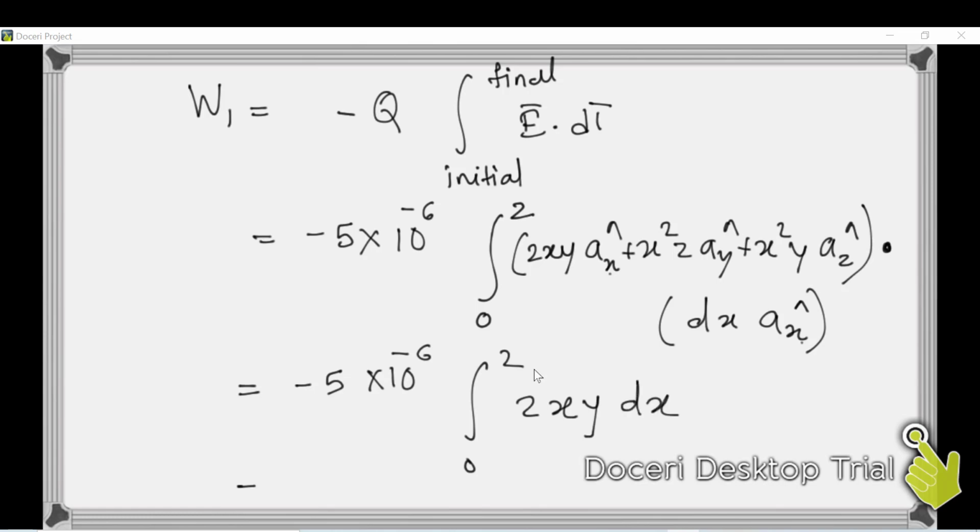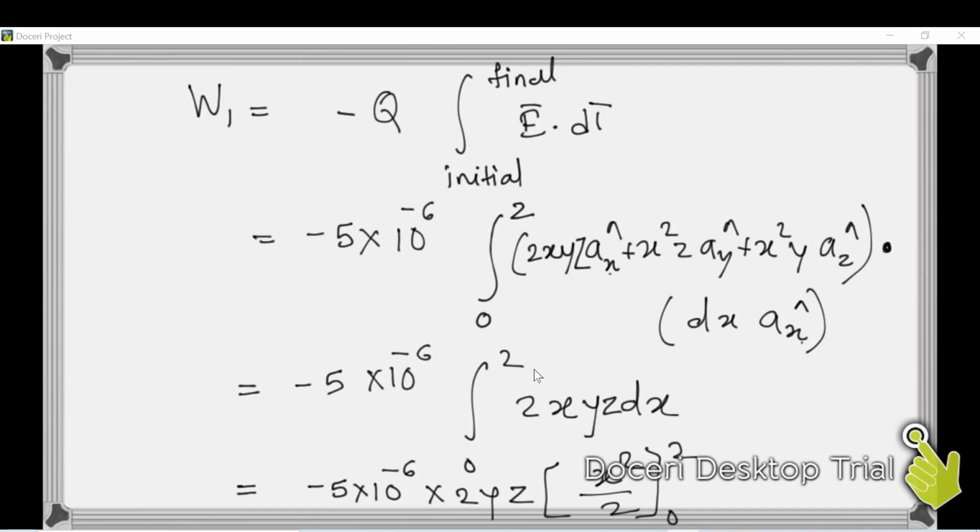Now in this case, 5 into 10 raised to minus 6. Now we have to find the integration of x only because 2y is constant, and the integration of x is x square by 2 with limits 0 to 2. So I think there is z also present. So here we have to put z. So it is 2xyz ax cap. So now xyz is also there.